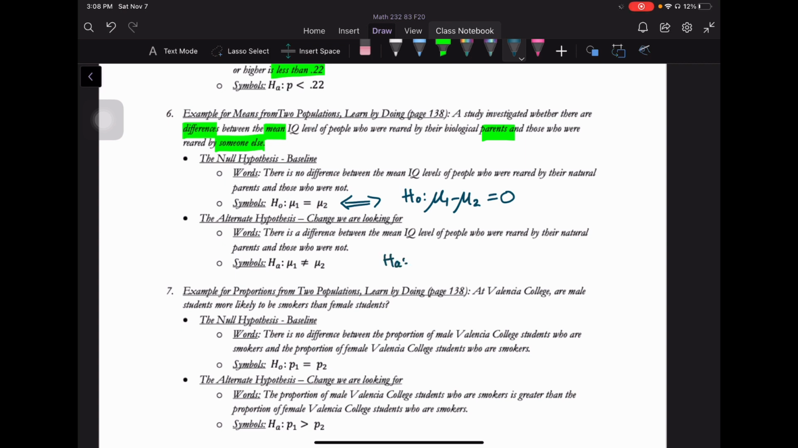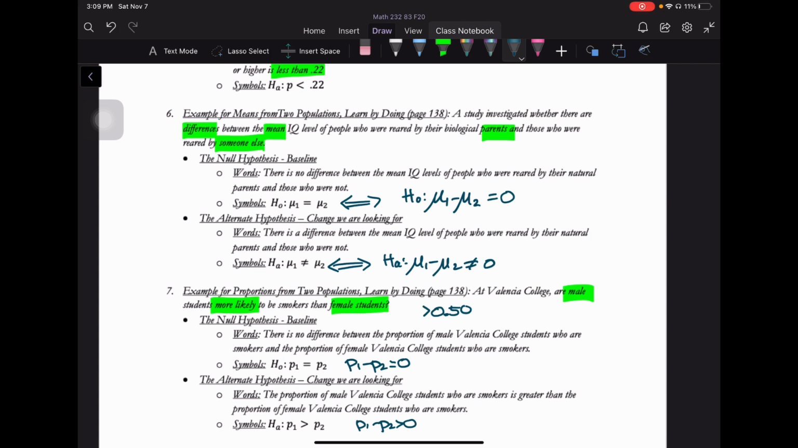And the alternative of mu1 minus mu2 not equal to 0, those are equivalent. Okay. Question number 7 says, at Valencia College, are male students more likely to be smokers than female students? So male and female, that's going to be two different populations, and when we're talking about more likely, remember, we're talking about greater than 50%. So that's a proportion. So the proportion is equal, or is it greater? And remember, P1 minus P2 equal to 0 and P1 minus P2 greater than 0 are the same thing.